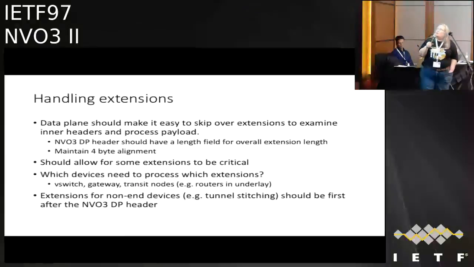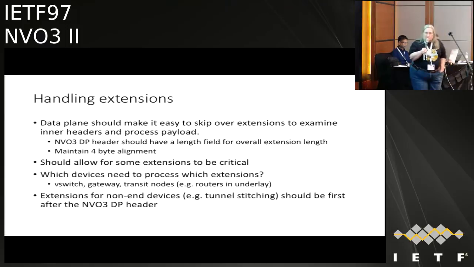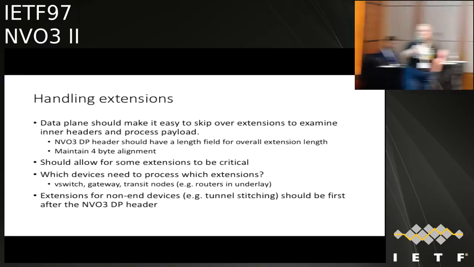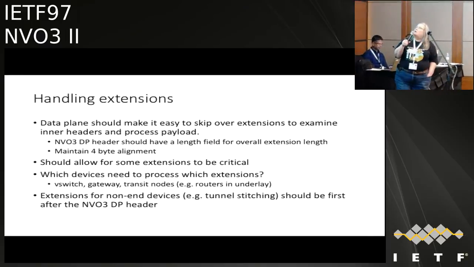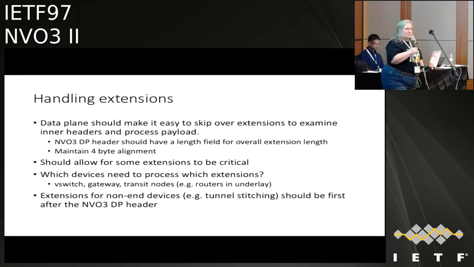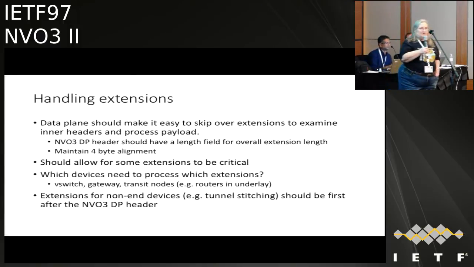And so people like having a length field there that's the total extension length, so they don't have to process anything else in the header to figure out what's there or go through the TLVs to get through there. And then, of course, it's also important to maintain 4-byte alignment. The existing drafts all do, so I don't think there's any issue there. And it should allow for some extensions to be critical.